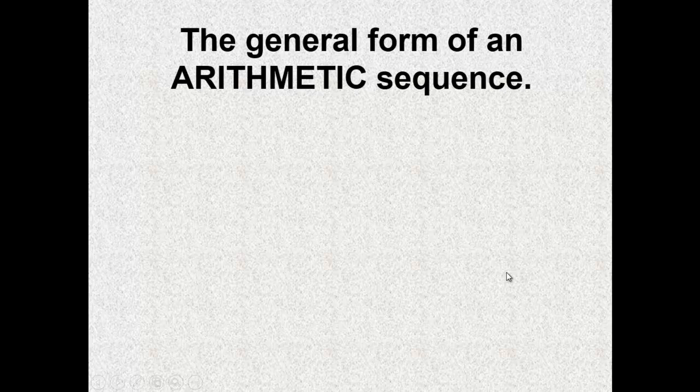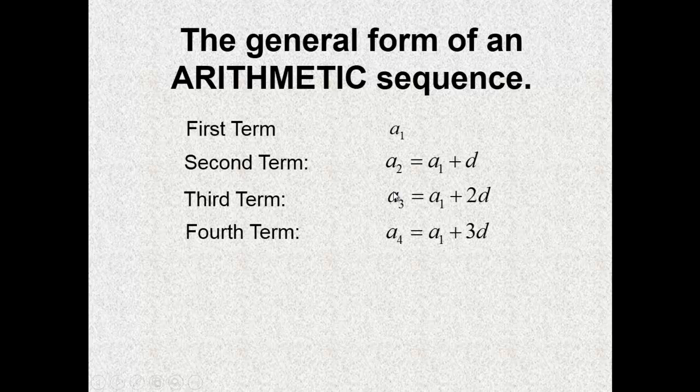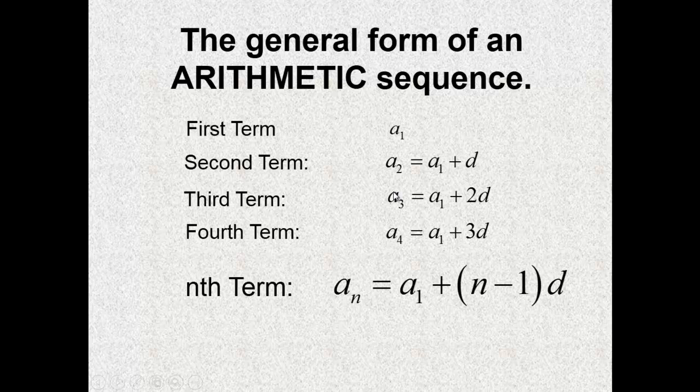This is the general form of an arithmetic sequence. For the nth term, a_n equals a_1 plus (n minus 1) times d. a_n is the nth term, a_1 is the first term, n is the term number, and d is the common difference.